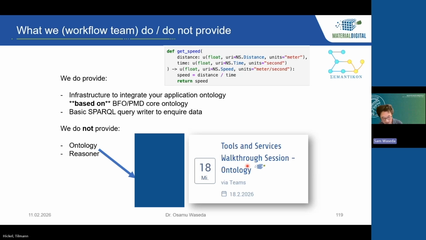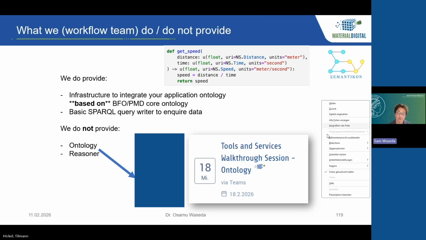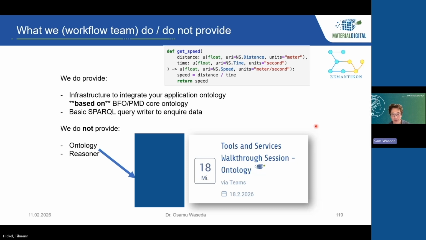Okay, so I talked a lot about what kind of great things you can do with semantics and the knowledge graph, but I'd like to make sure that you are properly informed. As I already said, we provide an infrastructure for you to be able to make sense of your workflow based on your application ontology. And that again has to be based on the Basic Formal Ontology or the PMD core ontology, right?